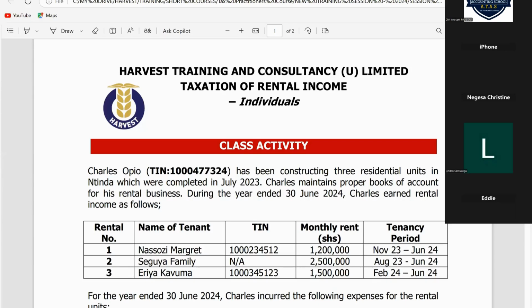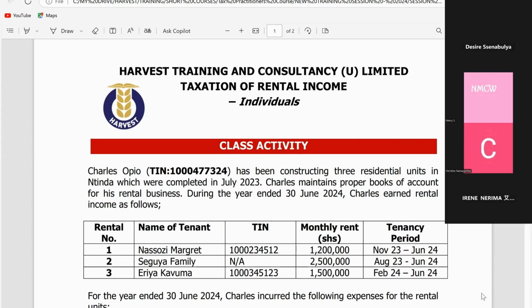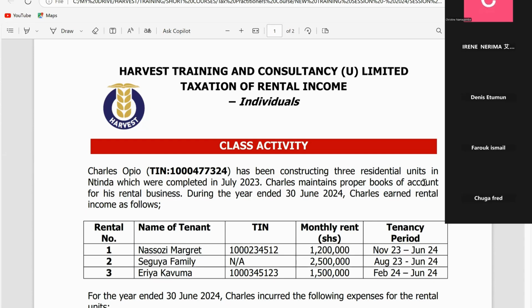So since the screen is visible, we can start our session. As I've mentioned, today we are going to look at the taxation of rental income. As tax consultants or agents, you're going to help your clients in the real estate sector to manage their tax affairs when it comes to rental.